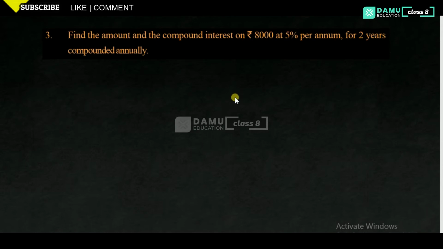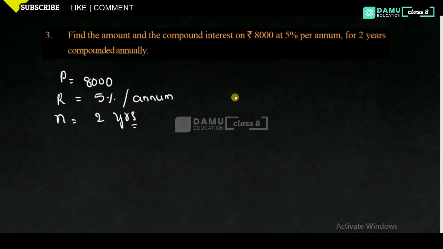In this module we are going to discuss the third question. Find the amount and the compound interest on 8,000 rupees at 5% per annum for 2 years, compounded annually. So the given principal is 8,000 rupees. The rate of interest will be 5% per annum. Next, the time they have given is 2 years, which you can take as small n in the formula, 2 years compounded.